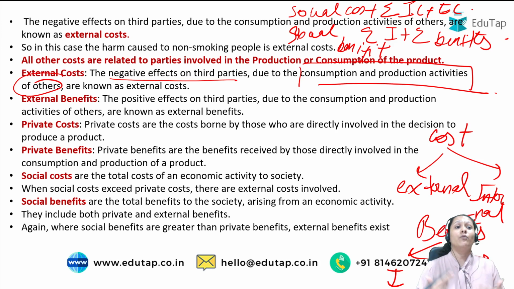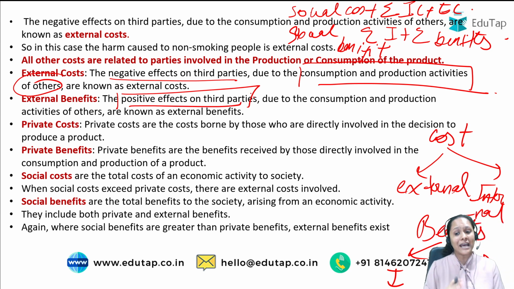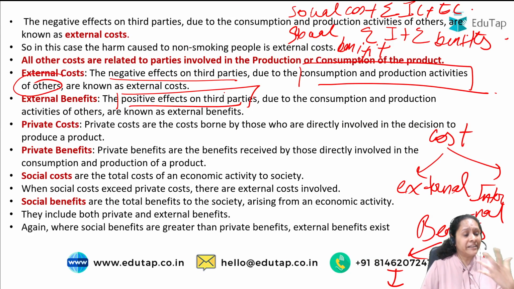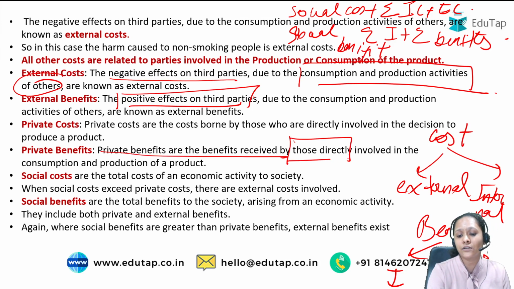Ab external cost ki tarah, what is an external benefit? Jab third party ko ek positive effect hota hai because of the consumption and production activity. What is a private cost? Private cost are the costs which are borne directly by the people who are involved in the decision of producing. Jaise pichle case mein, the buying tobacco from third party, ye uska apna private cost hai, kiska? ITC ka. Private benefit kya ho jayega ITC ka? Ki the profit which ITC is making. Theek hai? The private benefits are those benefits which are received directly to the people involved in the consumption and production of the product. So ITC ko profit mil raha hai, so that becomes a private benefit.